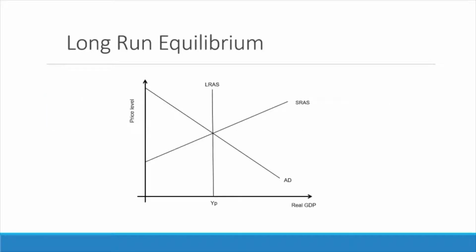So here's a diagram showing long-run equilibrium in the New Classical model. The long-run aggregate supply curve, or LRAS, is vertical at potential output, or YP. The economy is in long-run equilibrium when aggregate demand and SRAS intersect at any point on the LRAS curve. If they intersect to the left of the LRAS curve or to the right, then the economy is in disequilibrium.